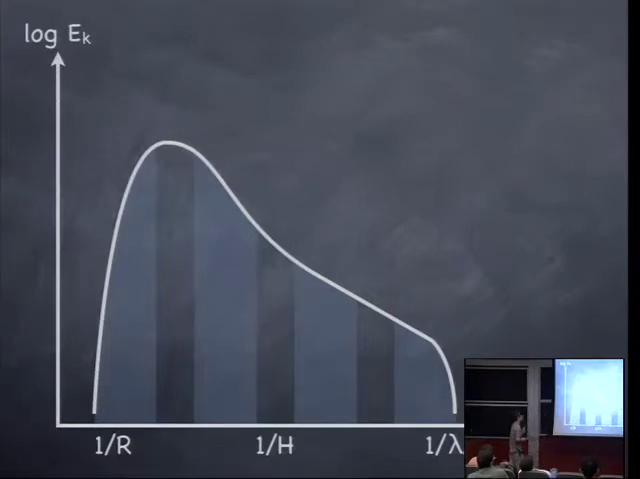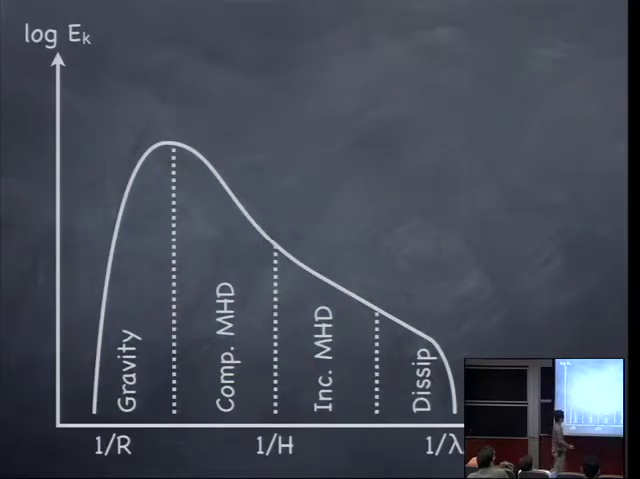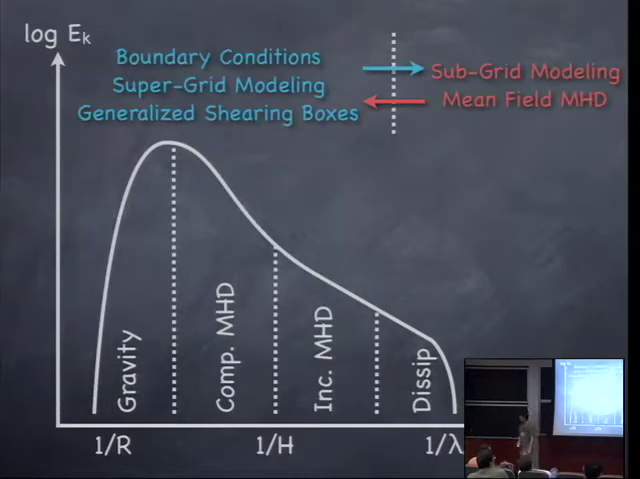Now we go back to this sketch. There is a lot of physics in this problem, although they are the same MHD equation. But I want you to focus on the boundary. If we want to take into account the small scale effect in the large scale, then we call it the subgrid model. But we also want to find out how the large scale tells us about the small scale. And we can call this boundary recognition. We can call this supergrid modeling, or we can call it a generalized shearing box.